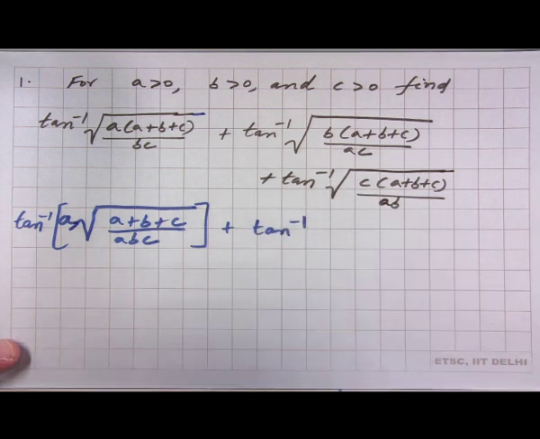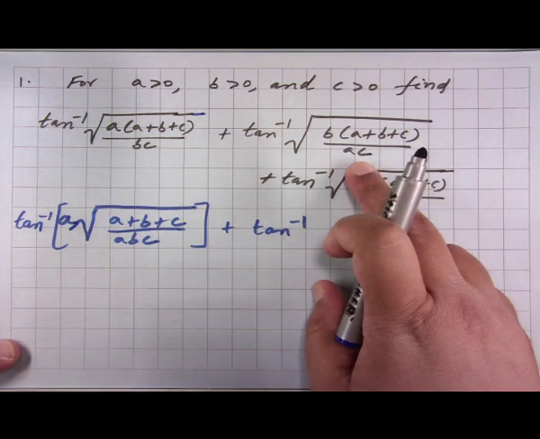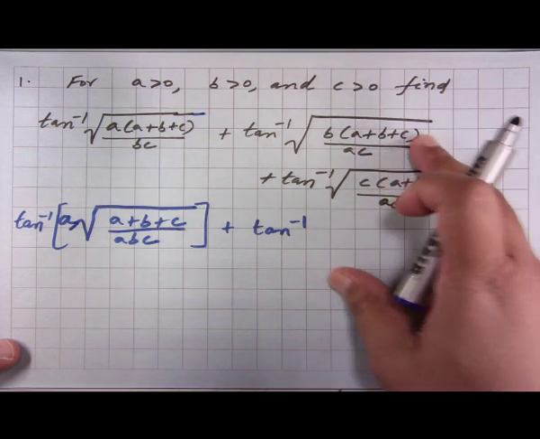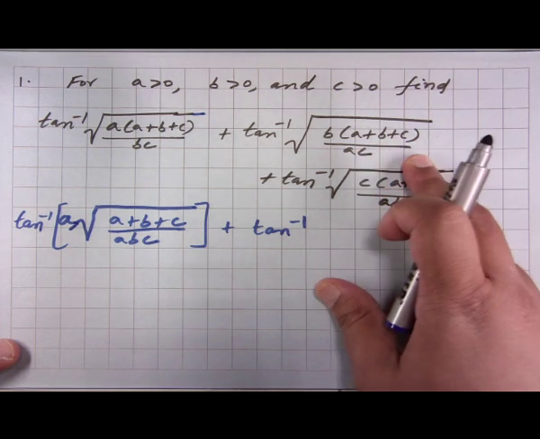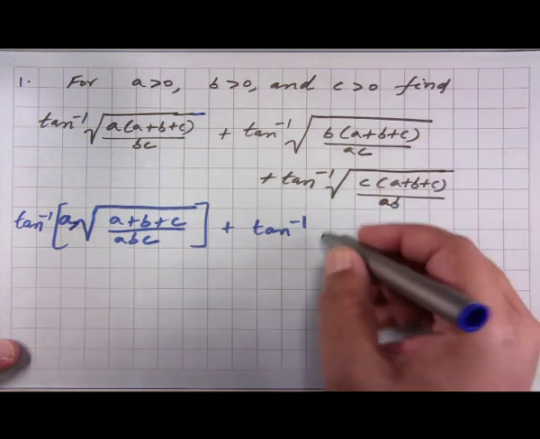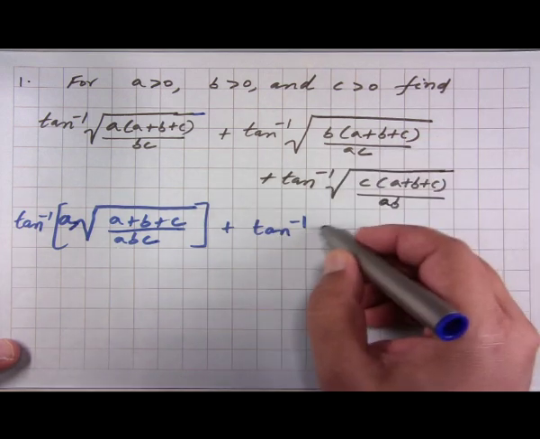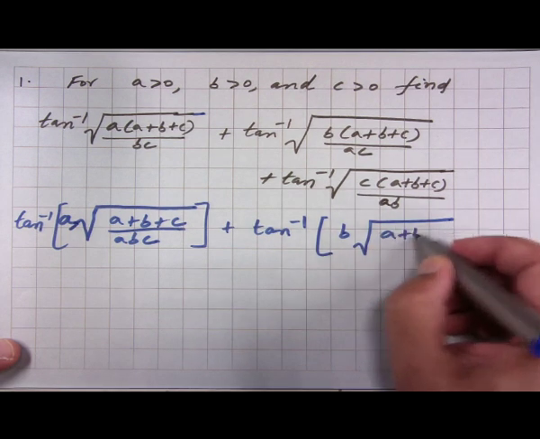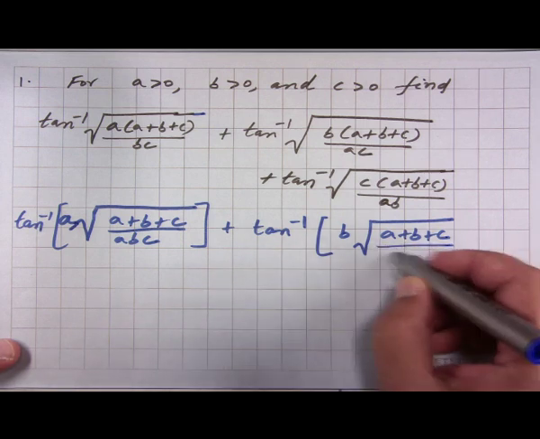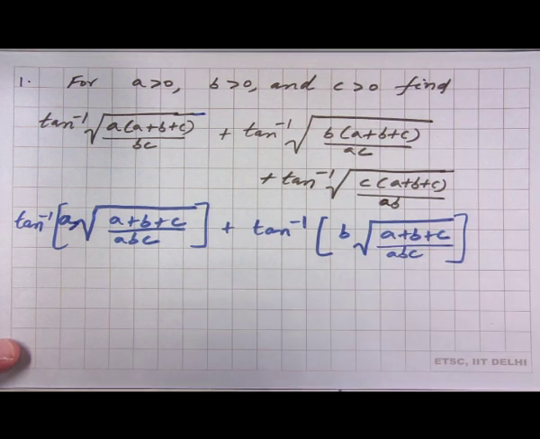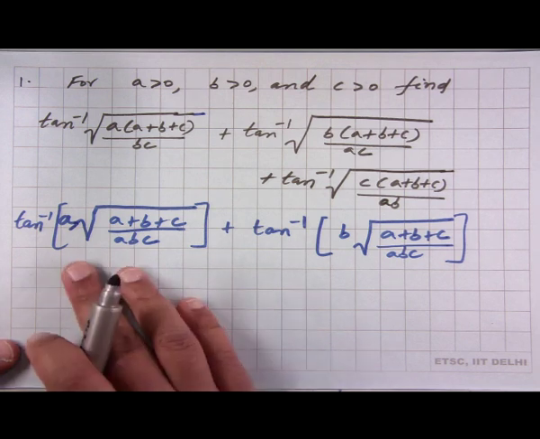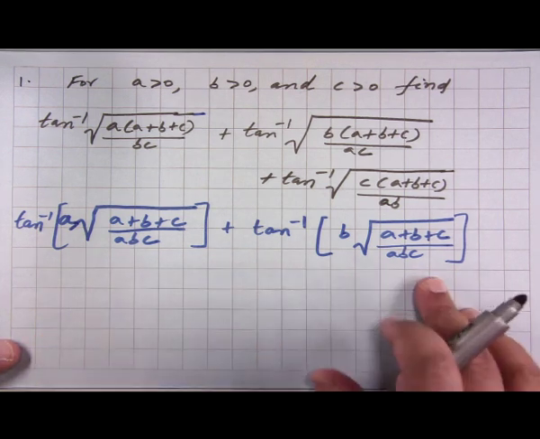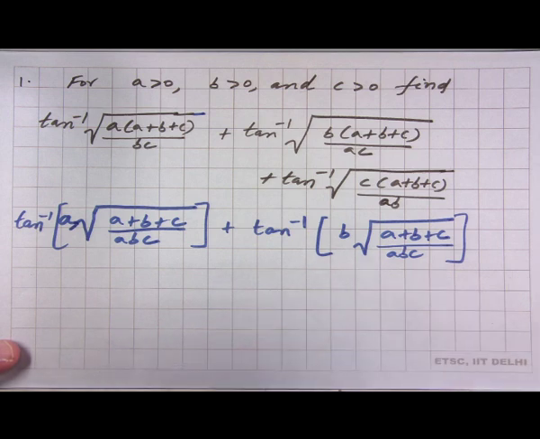Plus tan inverse of, for the second term we are going to multiply this by square root of b, both the numerator and the denominator. So we will end up getting the second term as tan inverse of b times square root of a plus b plus c over abc. And then we intend to use the tan inverse x plus tan inverse y formula, which we have already covered in one of the previous lectures.